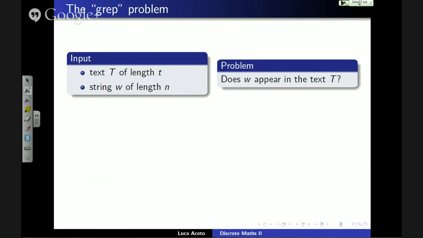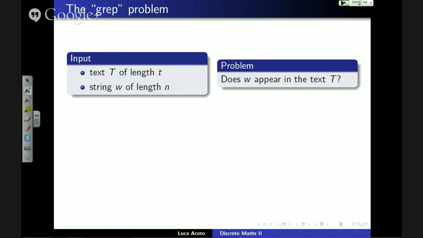The algorithmic problem has as input a text, which is sort of the content of a file, of some length t. And it has a string w of some length n, which is the pattern you're looking for. And the problem you want to solve is, at the very least, you want to know whether w appears in the text t. Now, typically, the pattern is short, the text is humongously long.